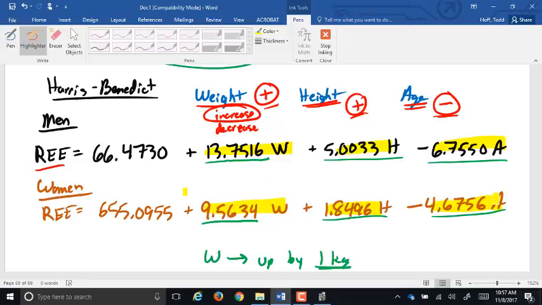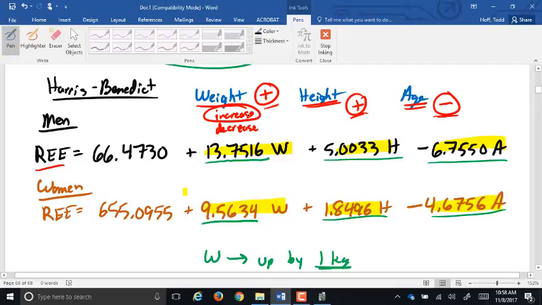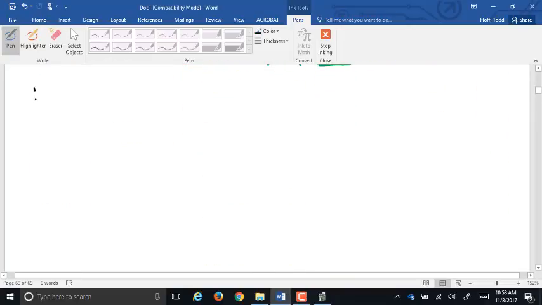Okay, so let's get back onto the task here. We've actually already kind of done number one, which variables have a positive effect. We saw the weight and the height have a positive effect, and the age has a negative effect. I do need to get two more equations out there: the Penn State equations.